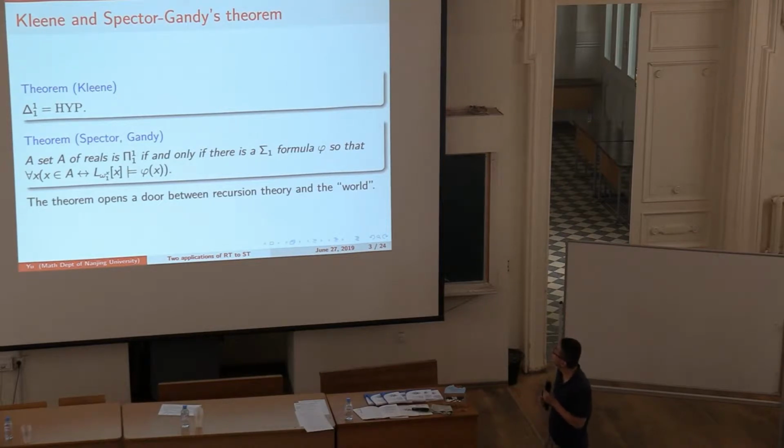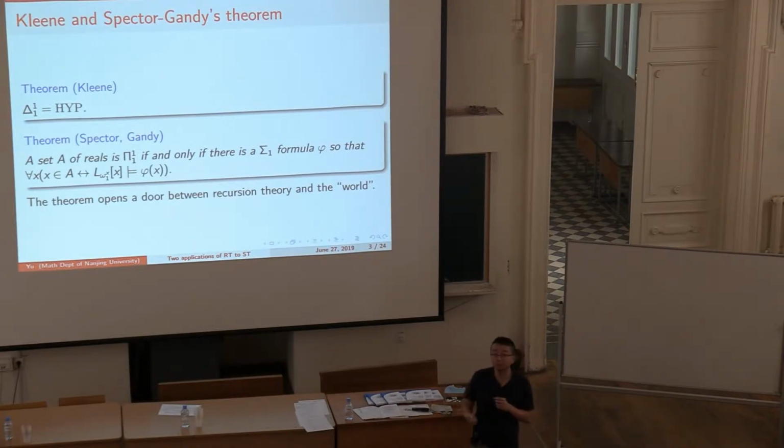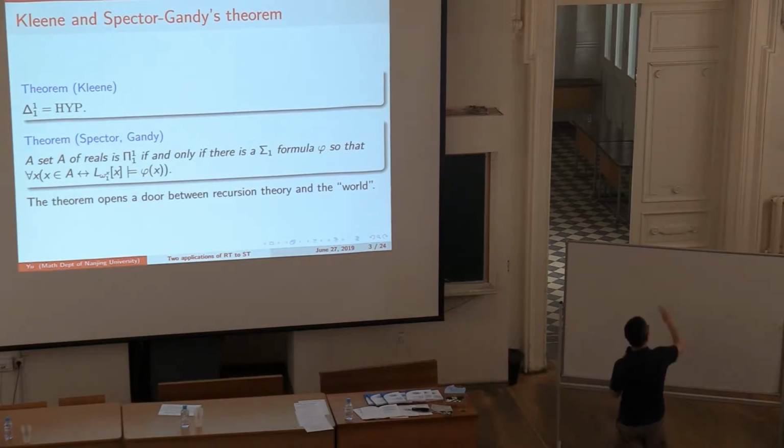Because of this theorem, Spector and Gandy proved this very nice result. A set of reals A is Pi^1_1 if there is a Sigma_1 formula, a Sigma_1 formula in the set theory language, such that A can be characterized as a recursively enumerable set over L_{omega_1^x}. L is the constructible universe, Gödel's constructible universe.